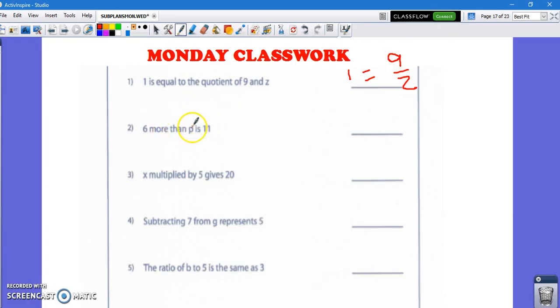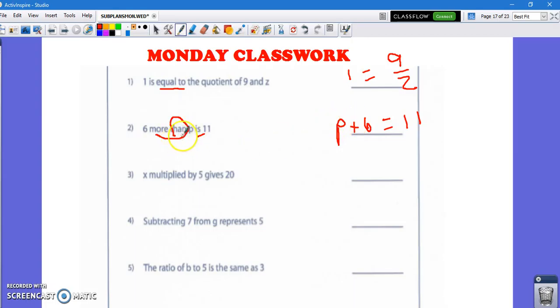6 more than P is 11. Is means the same thing as equal. So 6 more than P is 11. 6 more than P. Okay? So remember, keyword here is than. So you know that this is going to be at the end of the first part of the expression. So P, 6 more than P is equal to 11.